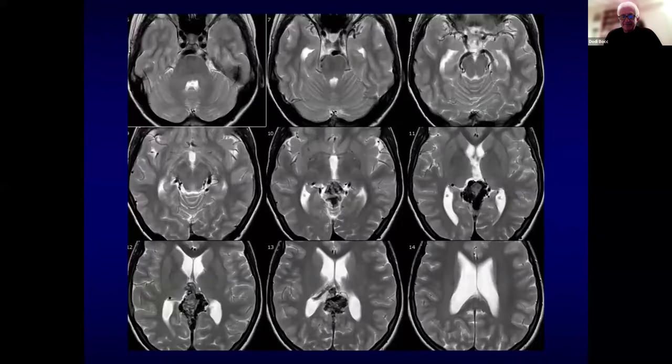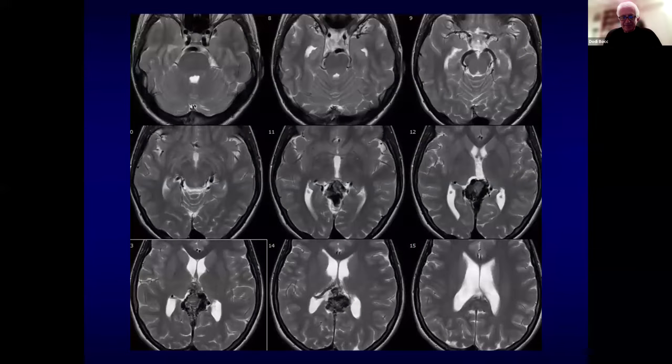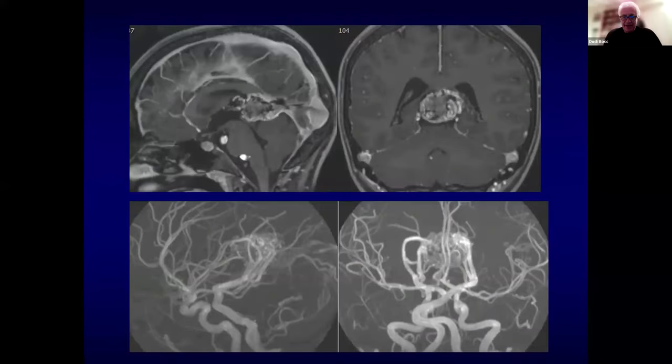So at 13 years again, still vessels. And you can see that the network of vessels around the vein is still there. 18 years, still the same. She's now 21 years old.